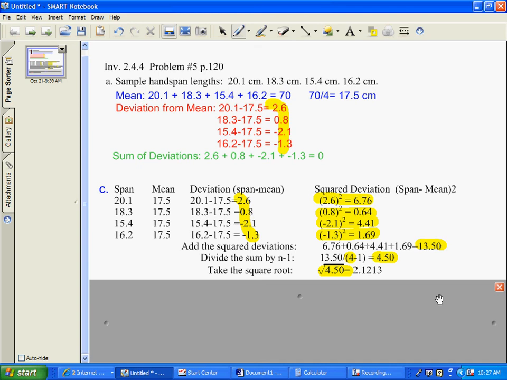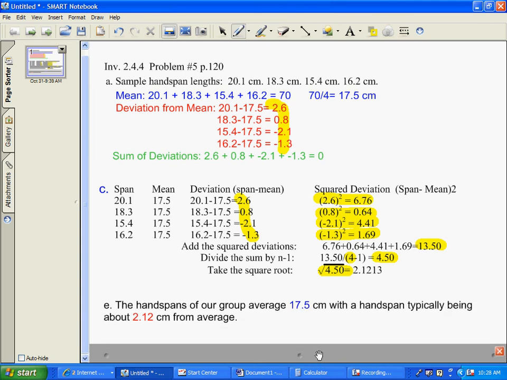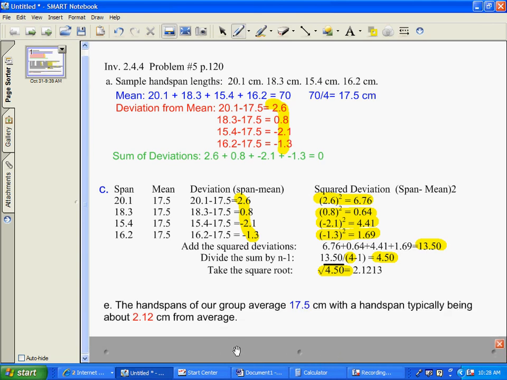We are going to skip Part D and move on to E. E gives you a sample statement. I have also made one for my set of data. The handspan of our group averaged about 17.5 centimeters, with a handspan typically being about 12.5 centimeters from the average.